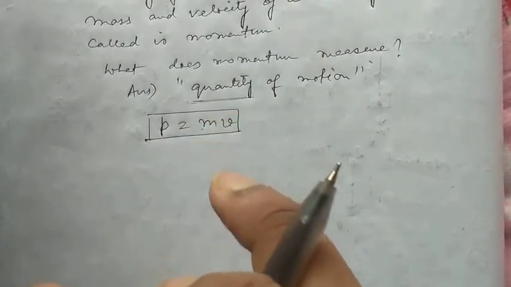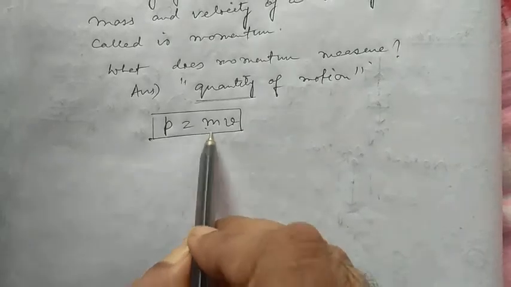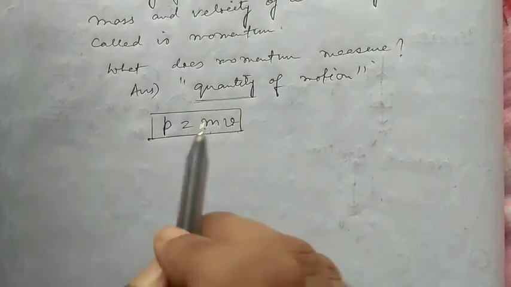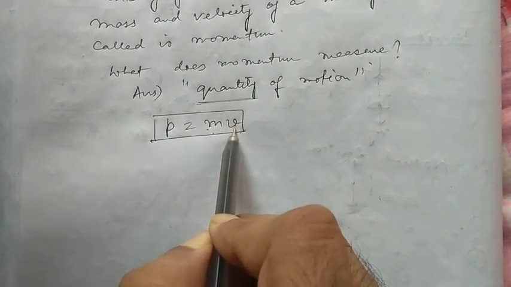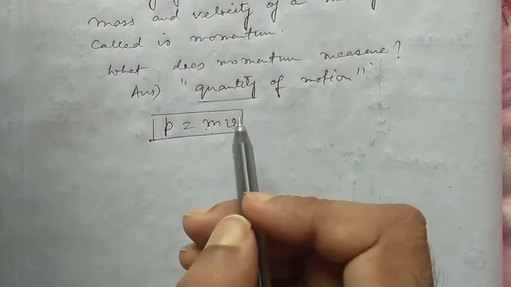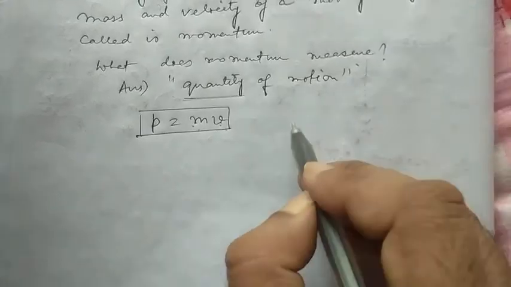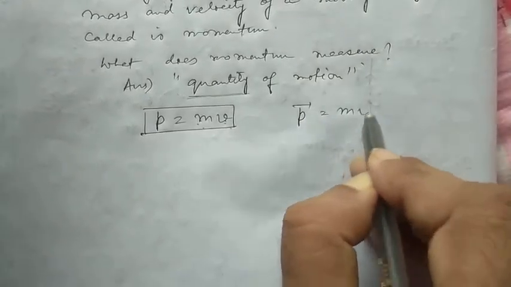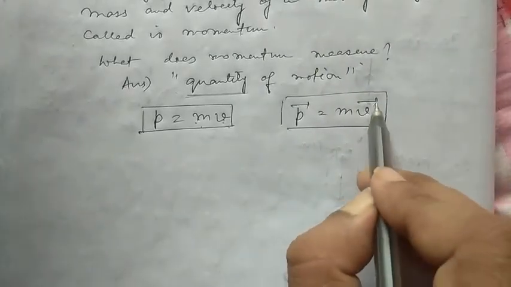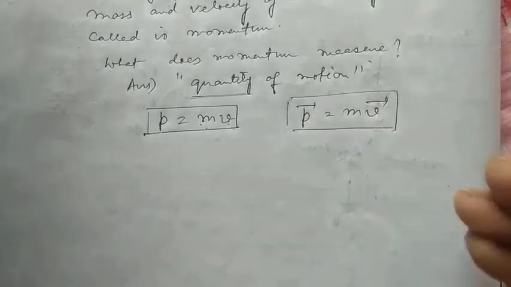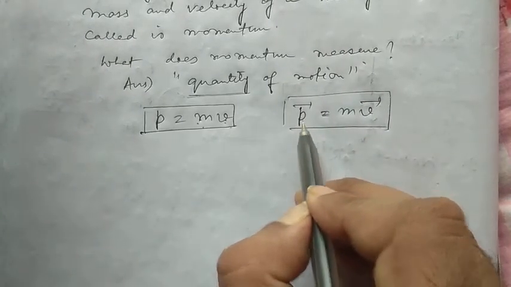A body's momentum always depends on both parameters, that is the mass and velocity, not on a single term. Mass is a scalar quantity, whereas velocity is a vector quantity. It has both magnitude and direction. So the direction of momentum is the same as the direction of velocity. In vectorial form we can write it like this. So the direction of velocity gives the direction of the momentum of the body.